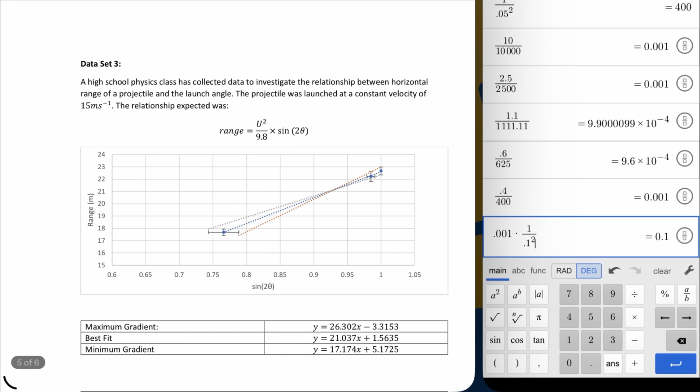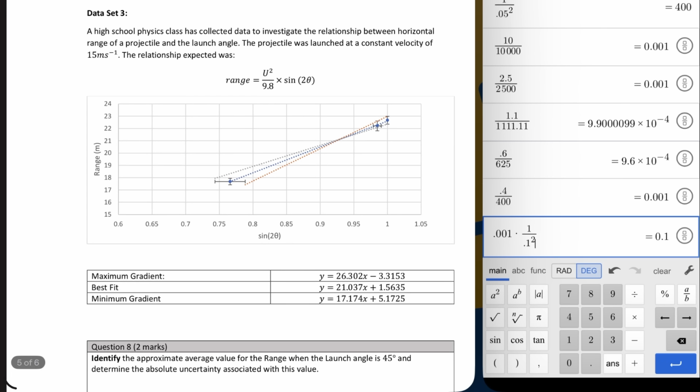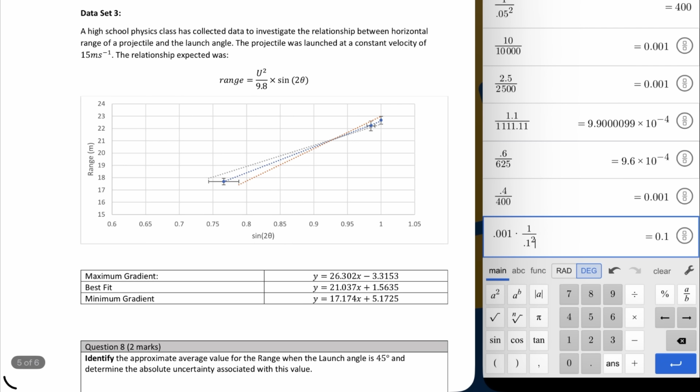All right, the last kind of data set we can get is one of these that we'd sort of expect you to produce for your IA2. It's a linearized graph with max and min lines. I've included a formula here that's not in the formula book, so that's probably going to be relevant. I can also note that our initial velocity has been given.